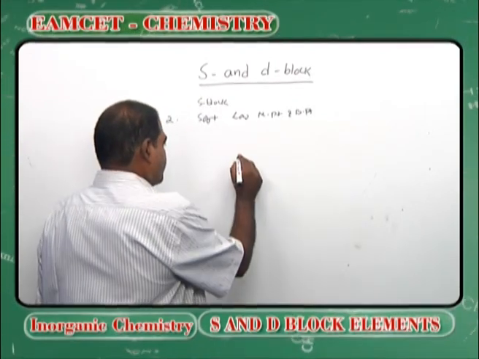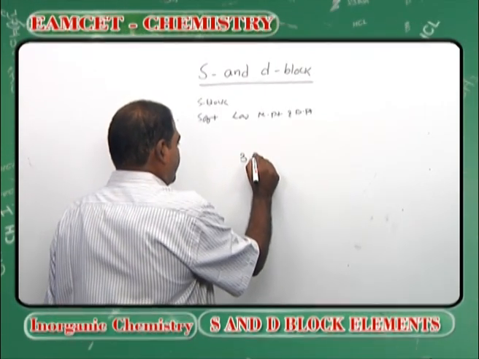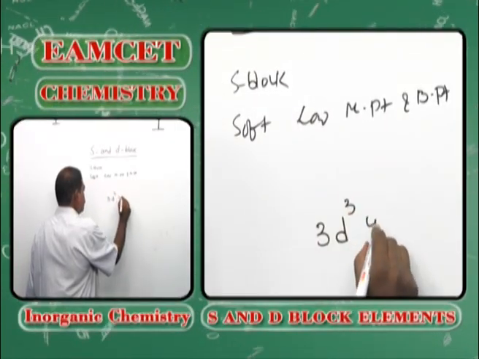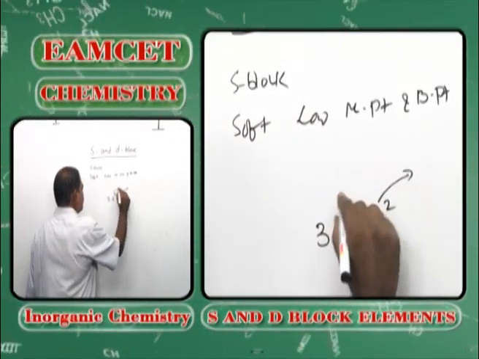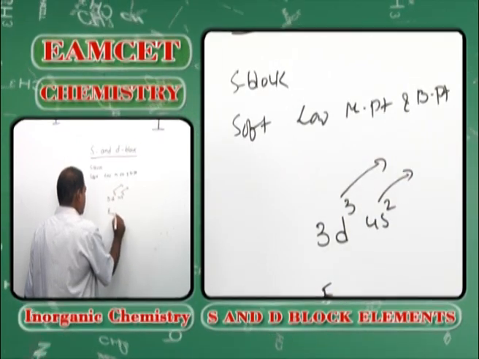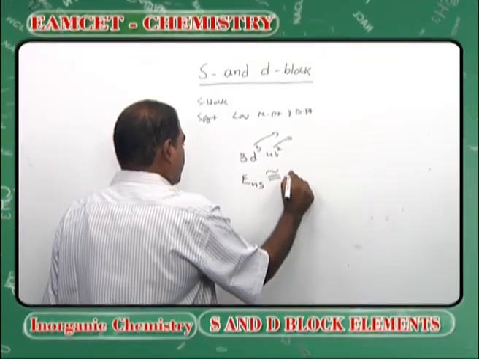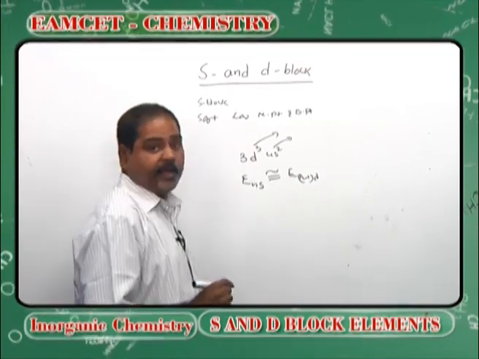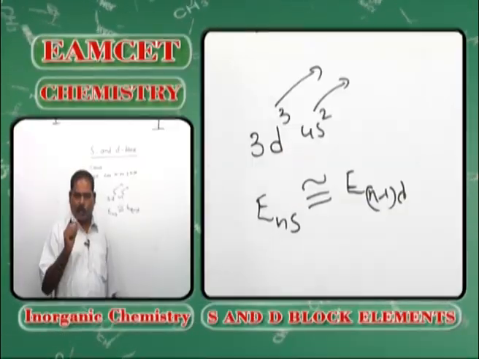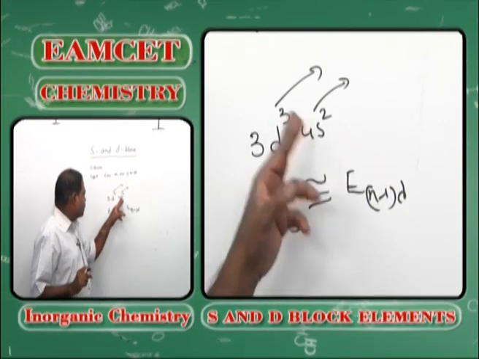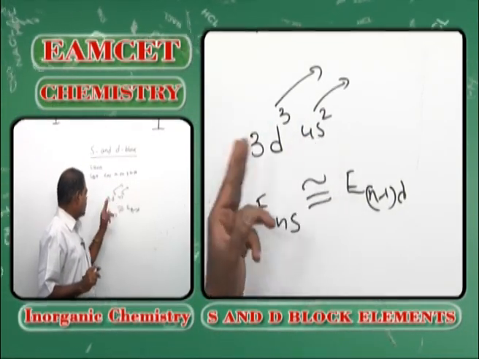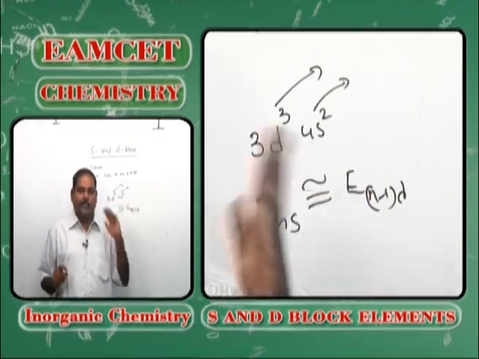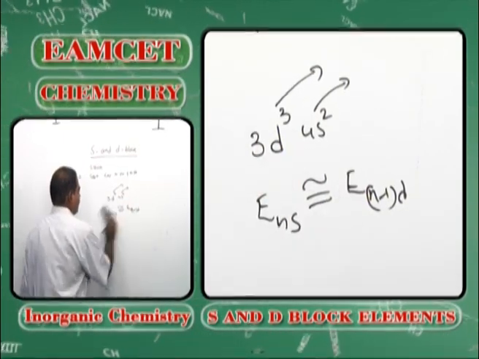You may get a doubt as to why D electrons are participating. Say for example, 3d3, 4s2. The energy of Ns is almost equal to the energy of N minus 1d. The energy differences are not very high. Yes, of course, there are some differences, but the energy of Ns electrons and N minus 1d electrons being almost the same, their behavior will be the same. They participate in metallic bond.